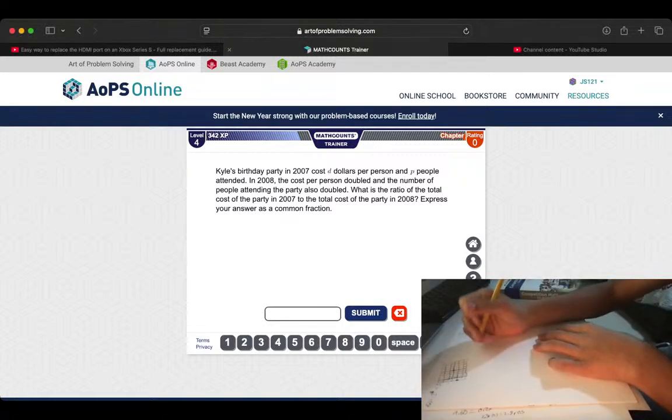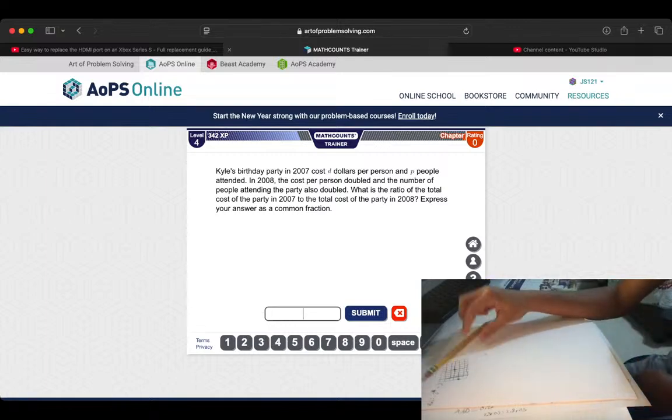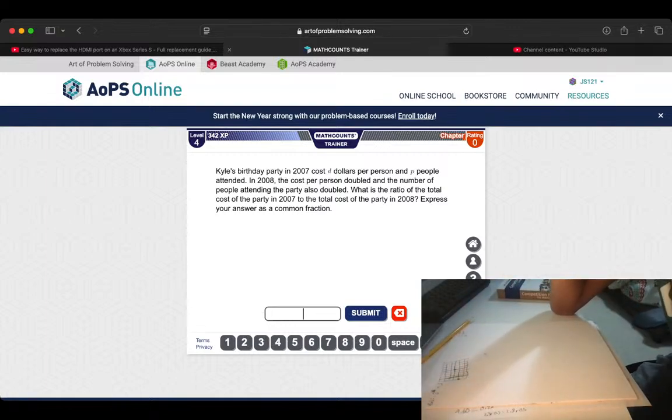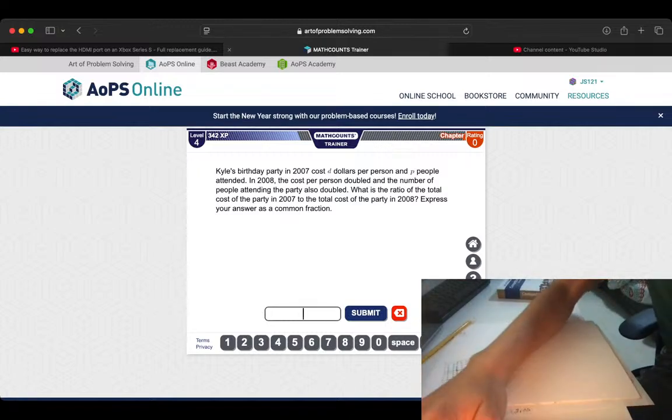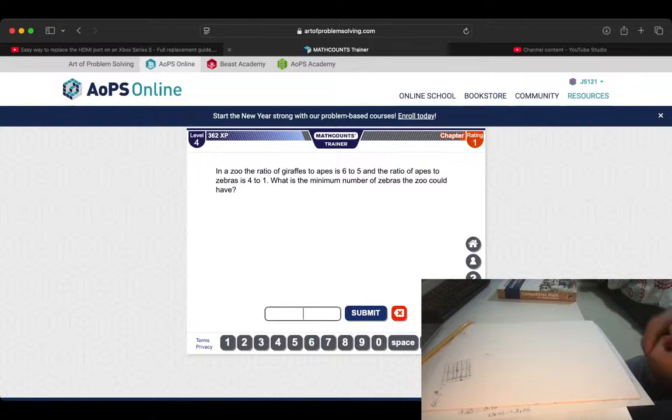Cal's birthday party in 2007 cost $D per person. One over 4, isn't it? And the cost per person doubled, and the number of people attending the party also doubled. Yeah, I think it's just 1 over 4. I'm trying to see if they're trying to trick me or not, with these easy things.